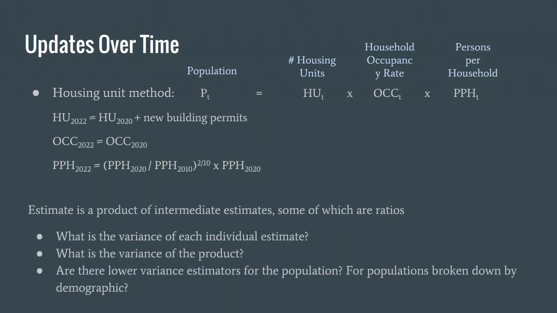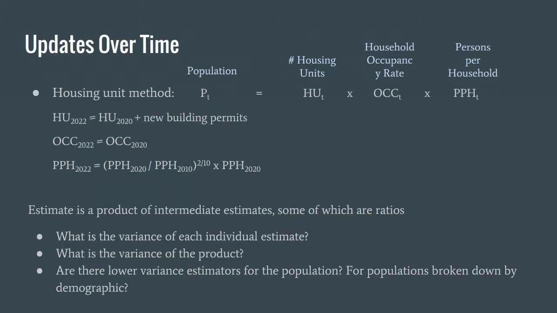But the main point, looking at this as a straw man for what these things might look like, is that this overall estimate for the population is some product of these intermediate, sometimes noisy estimates, some of which are themselves ratios of noisy quantities. And so it's natural to ask, what is the variance of each of these individual estimates? And even if you could compute the variance of each of the individual estimates, what's the variance of this product? Because now the terms in these products are highly correlated.